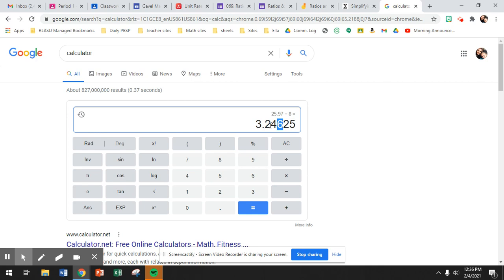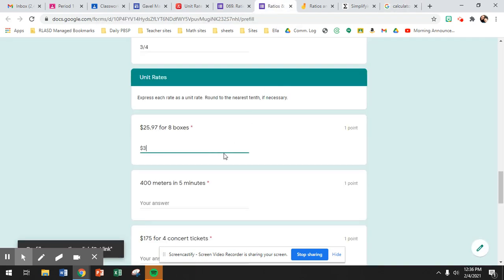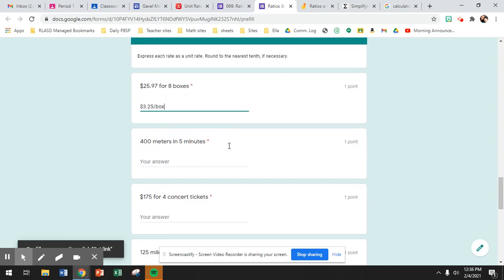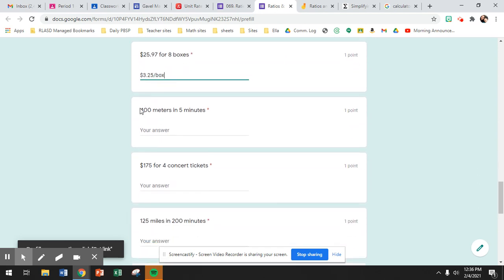But wait, this 6 here, 5 or above, give it a shove. So it's going to be $3.25 per box. So $3.25 per box. Okay, so here's your total. You need to divide by your minutes. What is 400 meters in 5 minutes?